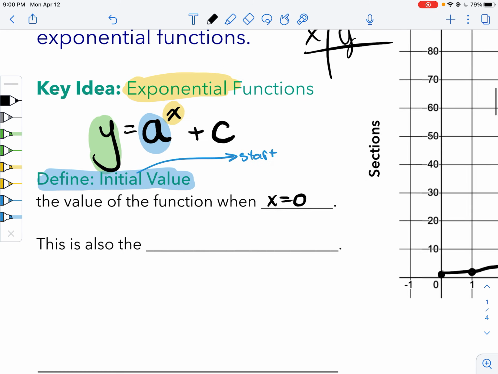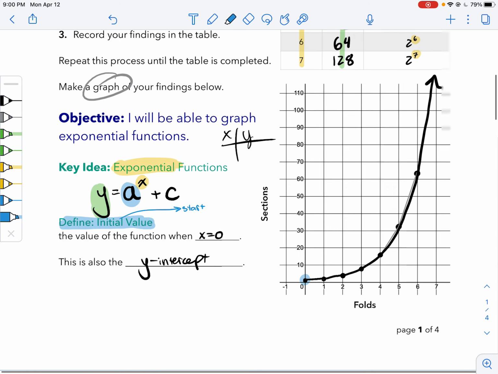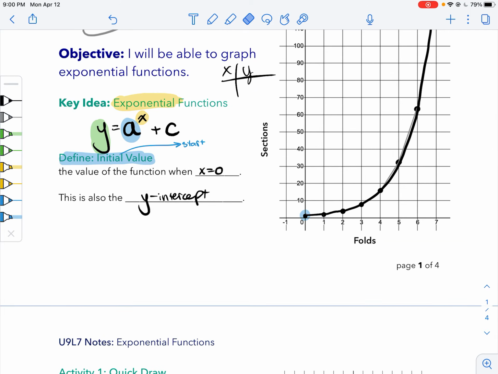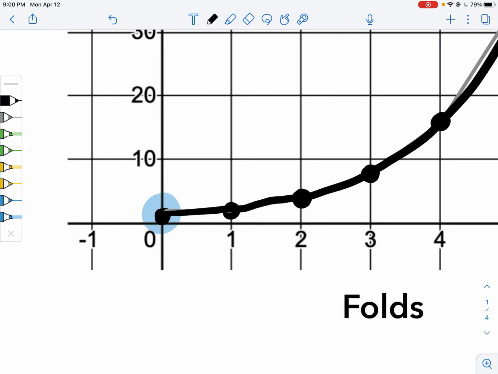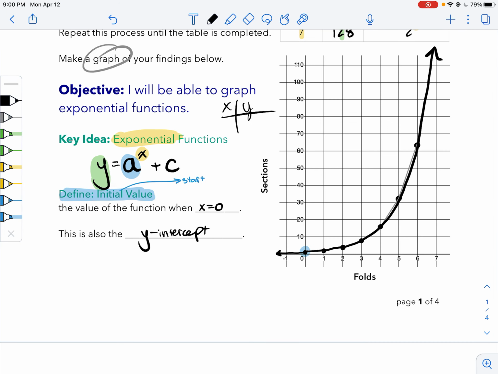It's also always going to be considered the y-intercept. So when x is 0, that's your initial value right here. That's your starting point. Just like we didn't start with 2 sections. We started with one paper, one section. So that's exciting. This graph will not go past the x-axis. If we had gone backwards, it would go like a half, a quarter. It will get increasingly close to that. And we call that an asymptote, and I need purple.